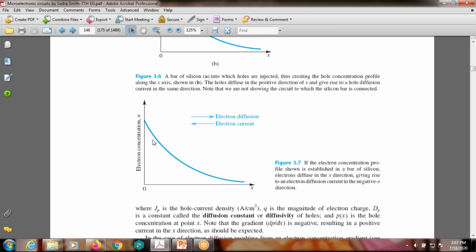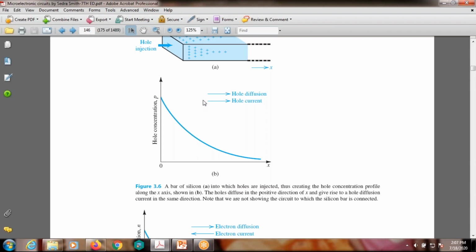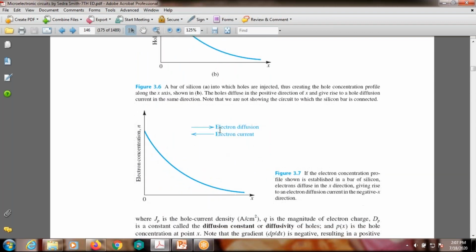Now coming to the electrons. Suppose the electron concentration is high at x equal to 0. As x increases, it slowly decreases due to recombination. Here the electron diffusion is in this direction. What is the electron current? The electron current is in the opposite direction. Remember this: for holes, hole diffusion and hole current are in the same direction, whereas for electrons, electron diffusion and electron current are in opposite directions.